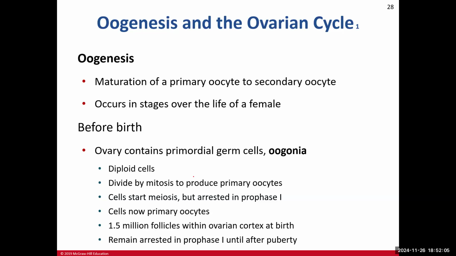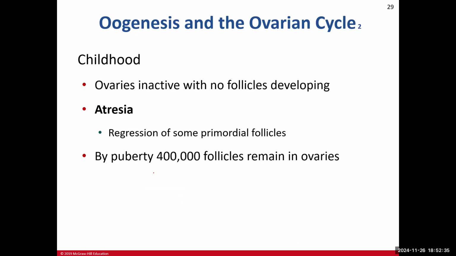All right, so let's first describe oogenesis. This is the process of maturation for that primary oocyte, developing into the secondary oocyte, which we just talked about here. So remember, let's rewind a little bit. In those primordial cells, you're born with 1.5 million of them, right? I'll jump back in here.